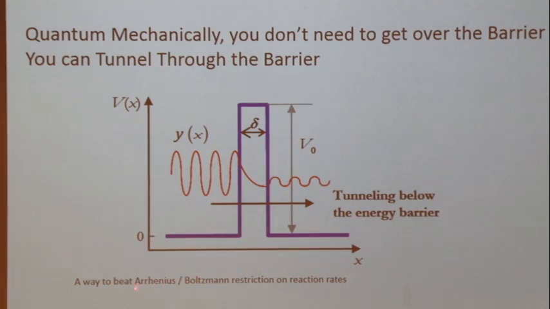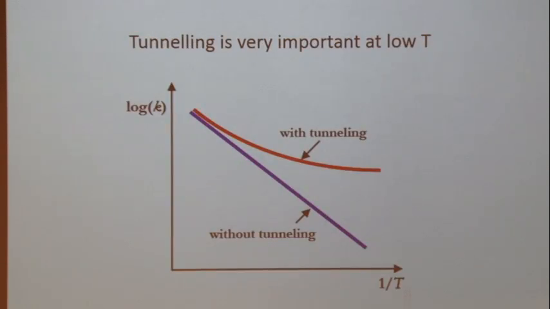And so this is a way that you can sort of beat the Arrhenius-Boltzmann restriction on rates. This is particularly important at low temperatures where you don't have any Boltzmann population with enough energy to really do the reaction. Then even a very small amount of tunneling rate might be the dominant thing. And so this is typically what you see if you plot the log of k versus 1 over T: we would calculate something that would look not quite Arrhenius, but pretty much like Arrhenius.